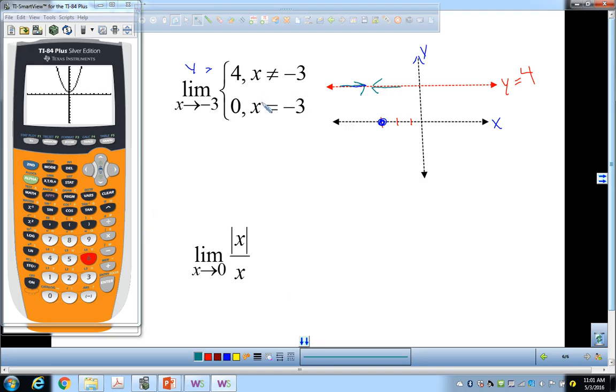So the answer to this is equal to 4. I don't remember how to put in piecewise functions on the calculator. There's a way, but I don't remember. So this is a function where y equals 4 everywhere except when x equals -3. Exactly at x equals -3, it jumps down to 0. But as I approach -3 from either side, I'm still approaching y equals 4. Exactly at that value, all of a sudden there's a hole there, and it pops out to be 0. So the limit is 4, the value is 0.